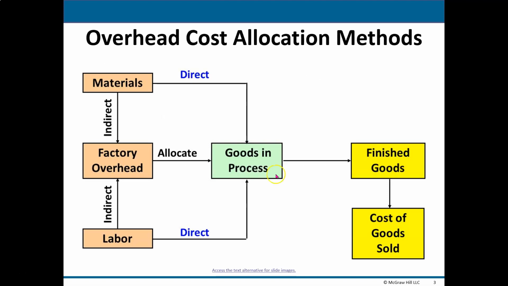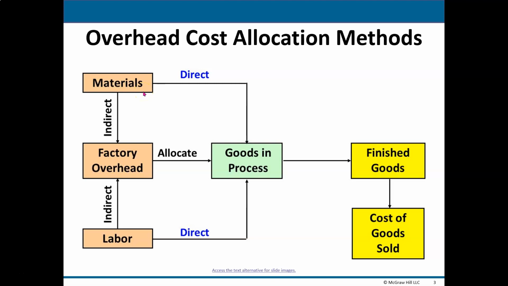Now, as managers, we have to make a lot of decisions. We have to make decisions on product pricing, product mix, the mix of products we're going to make and carry, and then also cost control. How well do we control our costs? And for those decisions, we need to have accurate product cost information.